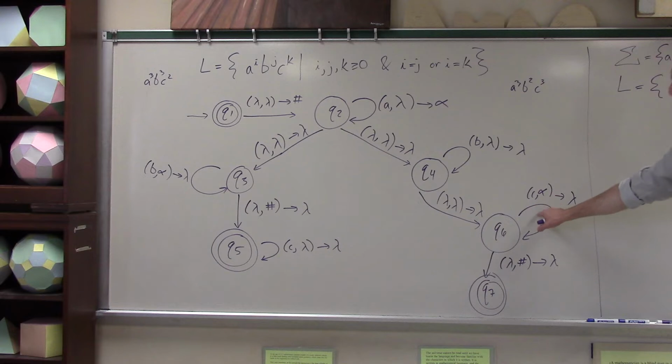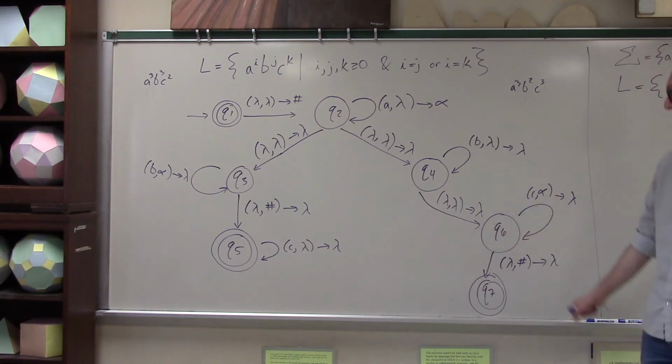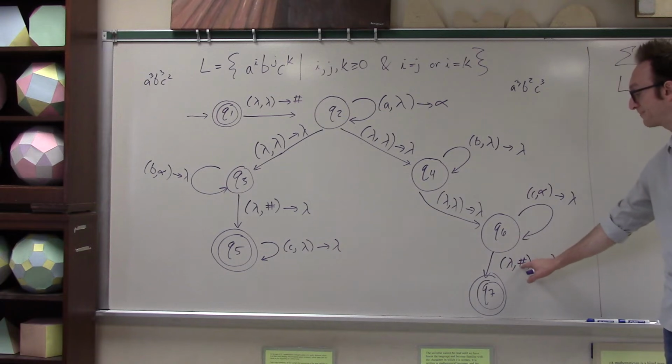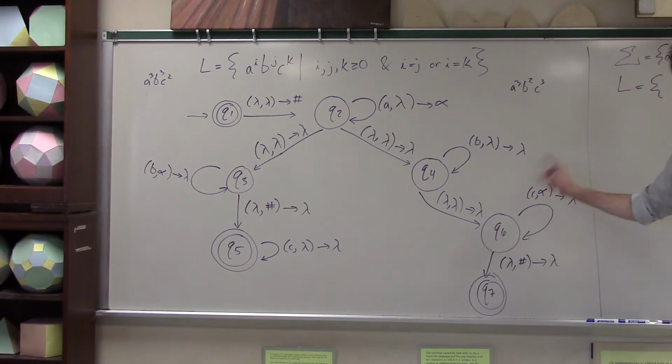And if there are not enough C's, then I can't ever get out of state Q6, because the only way to get out of state Q6 is to pop a pound off the stack, but the only way for there to be a pound on the stack is if there were enough C's to have popped all the alphas off the stack. Woo! That was pretty hard, but that makes complete sense to me.